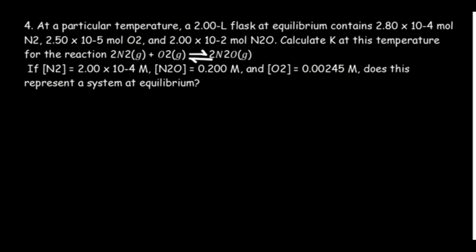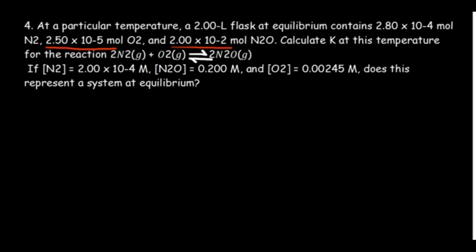Question 4. At a particular temperature, a 2-liter flask at equilibrium contains 2.80 by 10 to the power negative 4 moles of nitrogen, 2.5 by 10 to the power negative 5 of oxygen, 2.0 by 10 to the power negative 2 of N2O. Calculate K at this temperature.